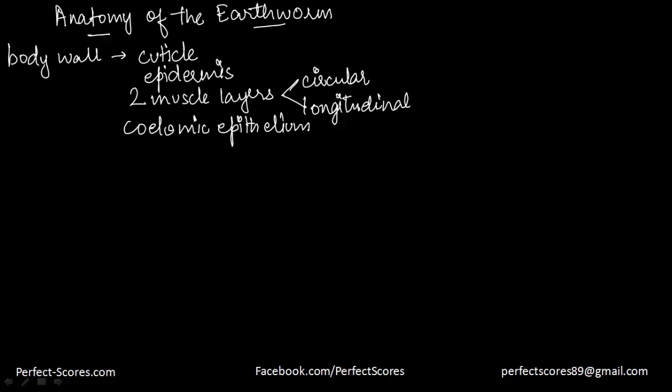And coming to this epidermis, the epidermis is actually made up of a single layer of columnar epithelial cells, the ones that we discussed when we were doing the video on the tissues in animals. And those also contain gland cells. Now coming to the next part, which is the alimentary canal. Now the alimentary canal is a very straight tube. It goes from the first to the last segment of the body.